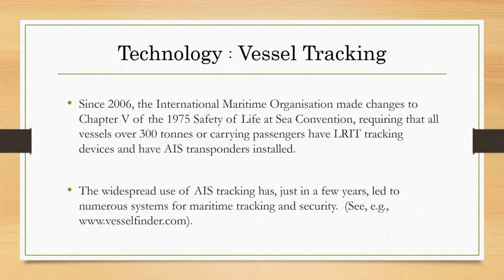The International Maritime Organization has introduced compulsory tracking for vessels that are over 300 tons or that carry passengers, and there are certain other vessels that come under the list as well. There are two forms of tracking required. One is LRIT, long-range identification and tracking, and the other is automatic identification system, AIS, tracking. They have transponders installed on the vessels, and they record the location of the vessels through satellite or radio waves.